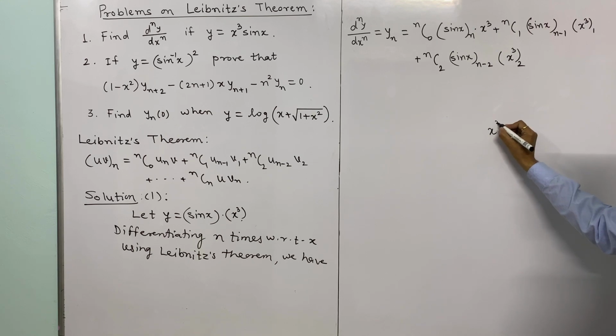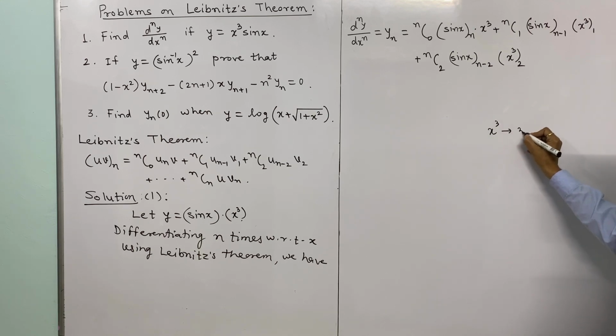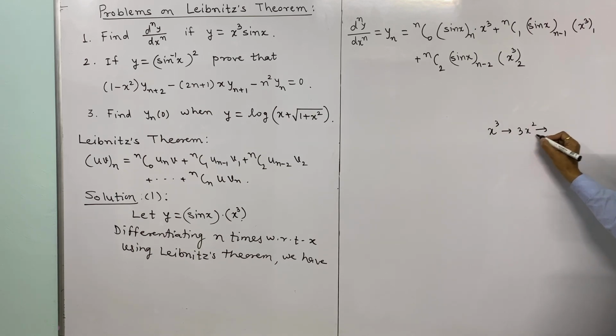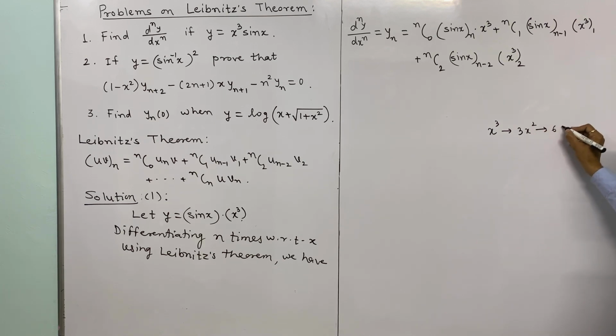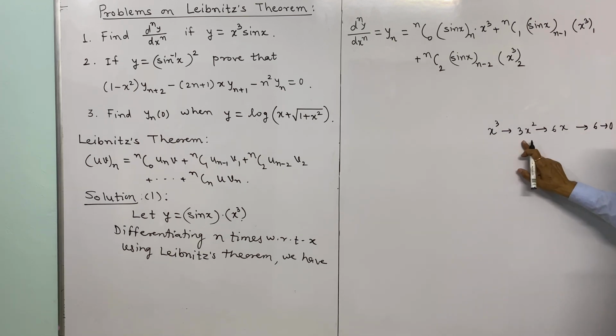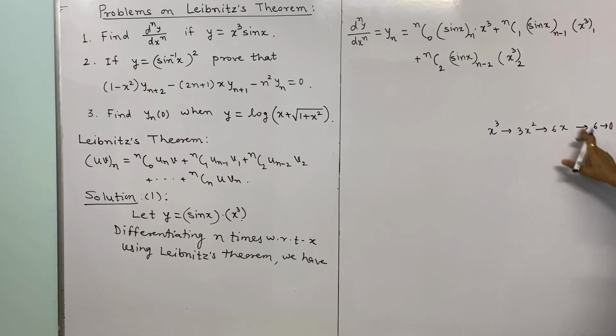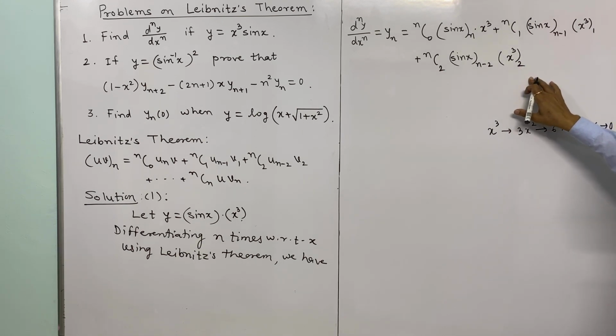So x cube has the derivatives like this. First derivative is 3x square. The second derivative is 3 into derivative of x square, that is 2x, so 6x. And third derivative is 6. And the next derivative will be 0. So first derivative, second derivative, third derivative, up to third derivative of x cube we have to write that term.